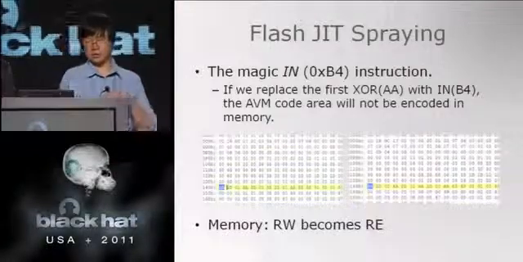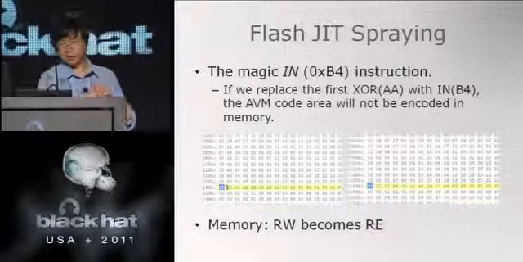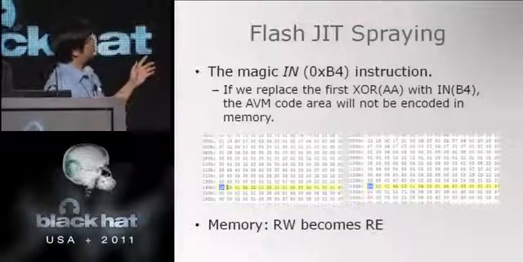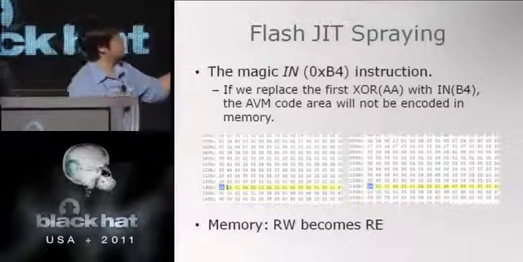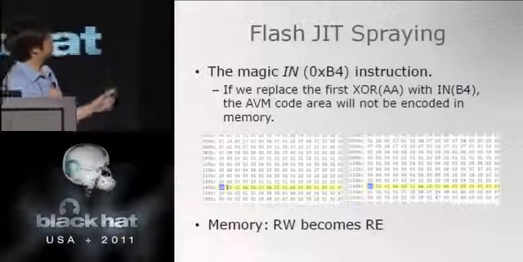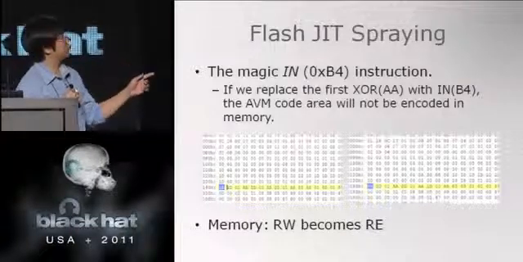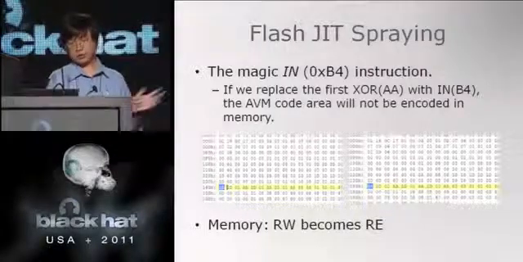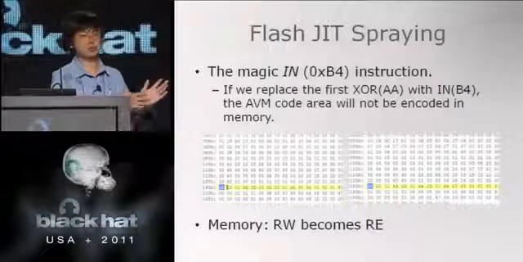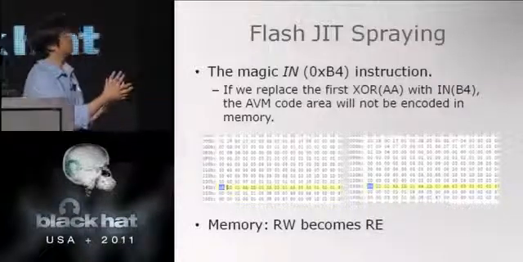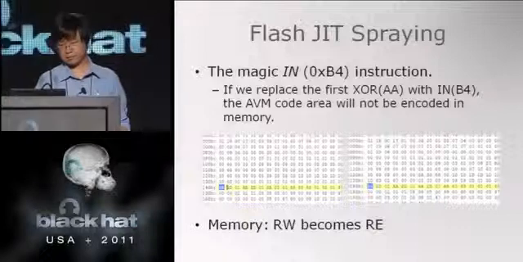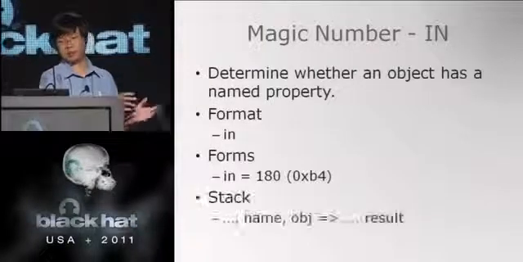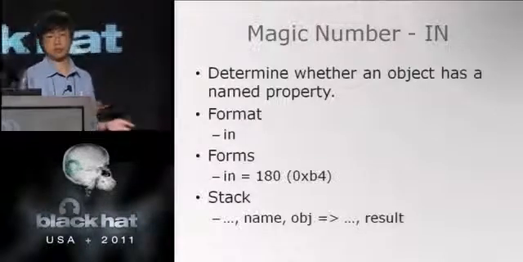Okay, the key reason is the magic of the 0xB4 instruction. If we replace the first XOR instruction with 0xB4, the AVM code area will not be encoded in memory. So with this trick, JIT spraying could work again. Here is the description of the instruction.